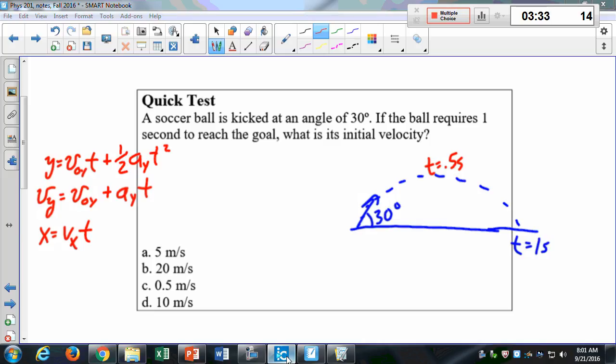Be careful that some of you are solving for v naught y, and then you're reporting that as the answer. That's not what I'm looking for. I'm not looking for v naught y. I'm looking for v naught. I'm pretty sure this is what you did. You correctly solved for v naught y, either here or here, and you're reporting that answer. That's not what we're looking for. We're looking for the initial speed of the object, not the initial speed in the y direction.